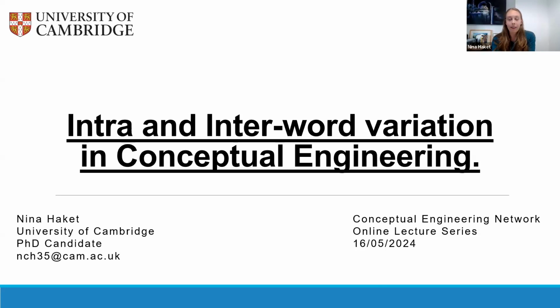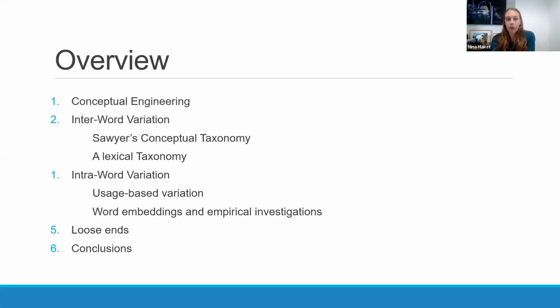So, like Delia very kindly said, I will be looking today at intra and interword variation in conceptual engineering, and I'll now give a quick overview of what I'll be talking about. I'll spend a tiny bit of time defining conceptual engineering, mainly because people here are usually already aware what it is, before splitting the talk into two separate parts. So I'll be looking at interword variation, or how different words behave differently when it comes to conceptual engineering, and then intra-word variation, namely variation within a single word across its different uses, and trying to introduce some empirical techniques to start documenting and investigating this variation that we can see.